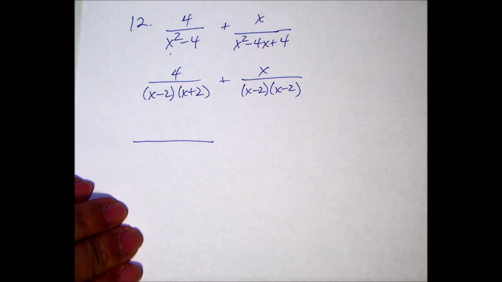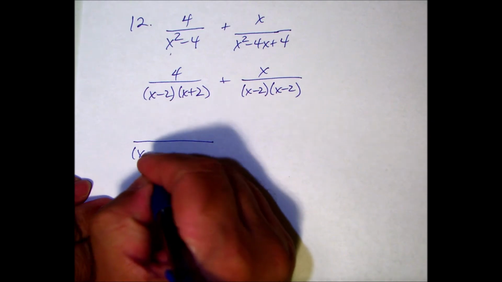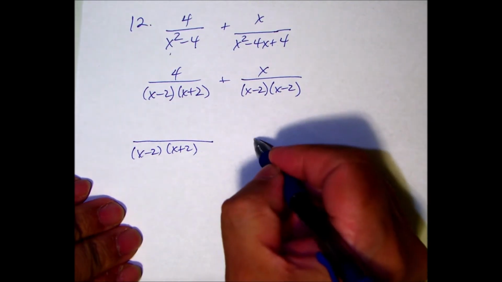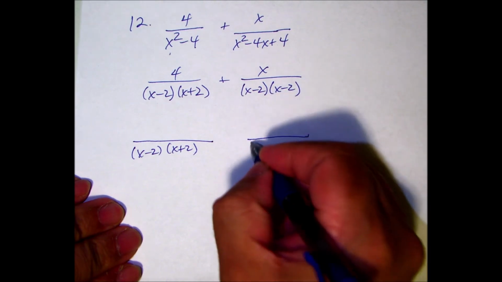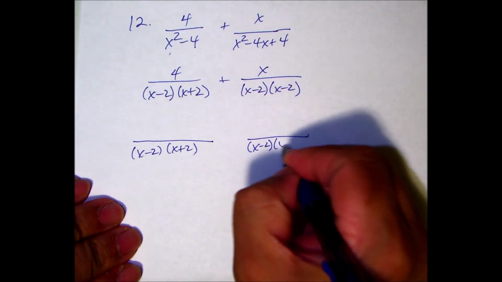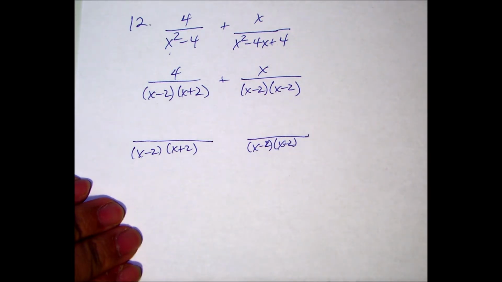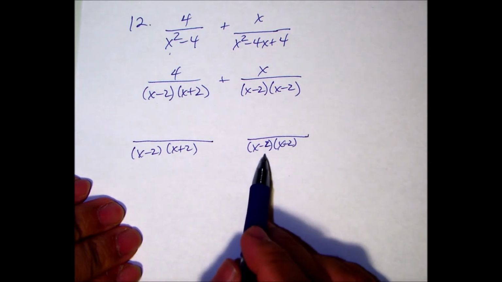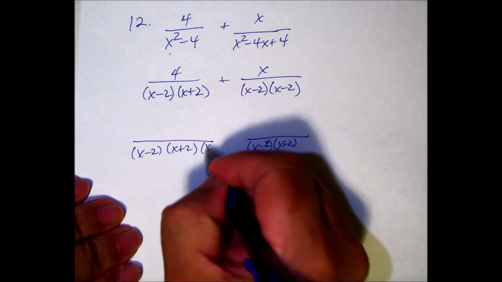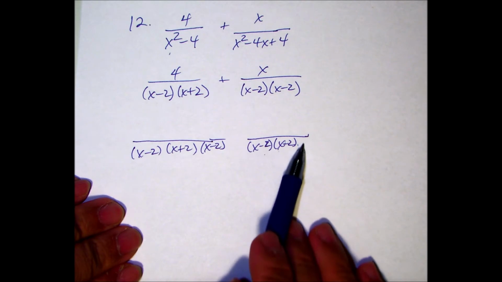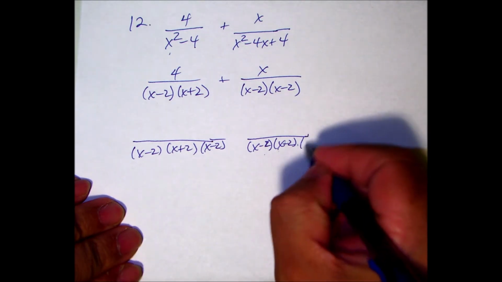The way you find the common denominator is you list all the factors. So we got x minus 2 and x plus 2. But the problem is this x minus 2 over here is listed twice. So that means x minus 2 has to be part of the denominator twice. So if it's x minus 2 twice over here, it has to be twice over here. Now, this denominator is missing the x plus 2, so we put the x plus 2 over here.